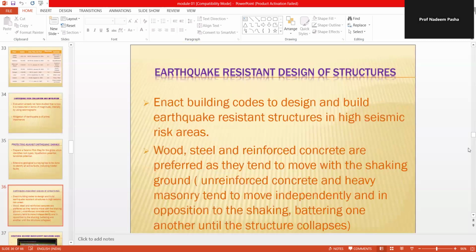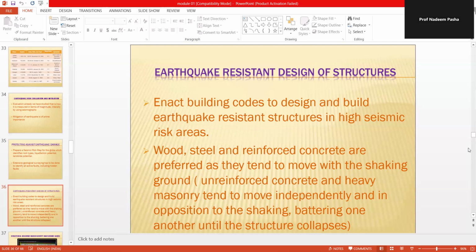Now, earthquake resistant design of structures. Enact building codes to design and build earthquake resistant structures in high seismic risk areas. As we have seen, different types of zones are there: zone 2, 3, 4, 5. Based on the severity of the zone, we need to construct earthquake resistant structures. There are various IS codes available for the design of earthquake resistant structures. We have to use them in the correct way, and enact these building codes to design and build earthquake resistant structures in high seismic areas.